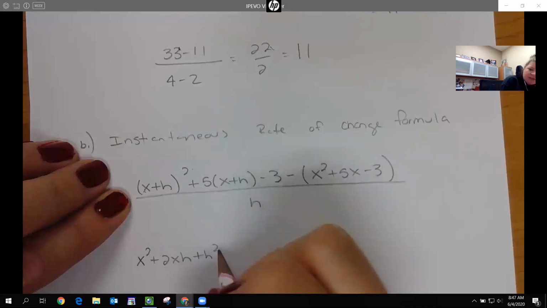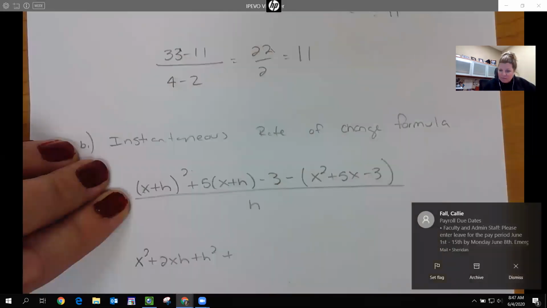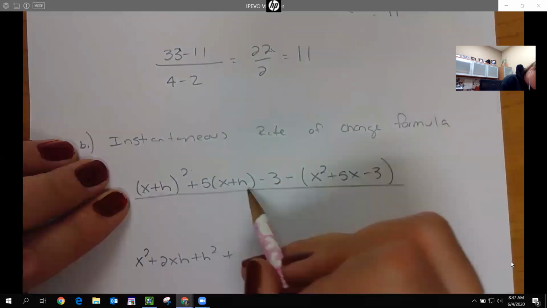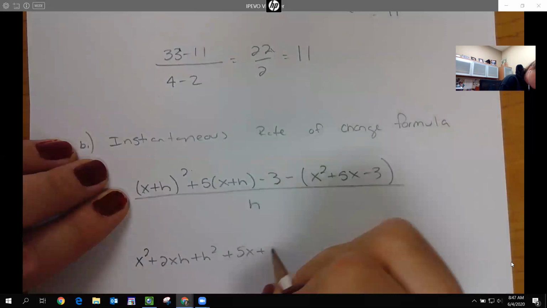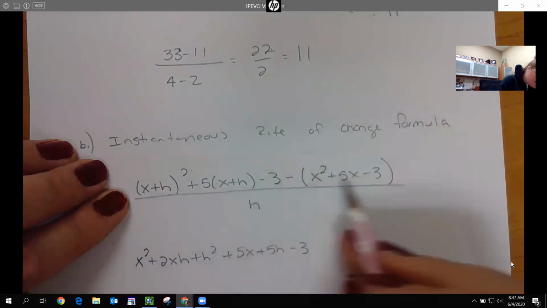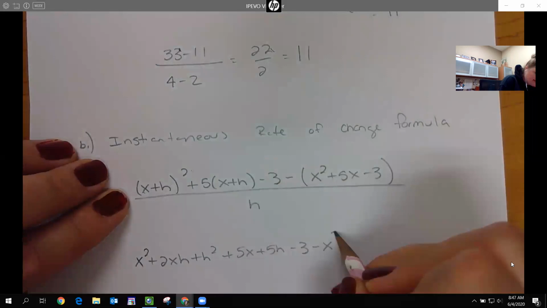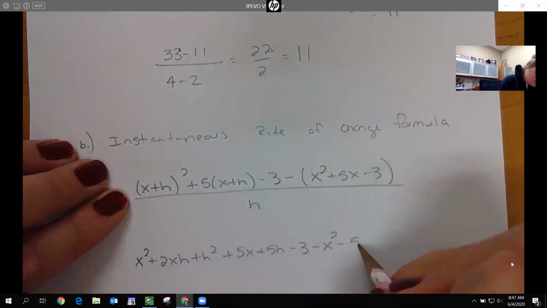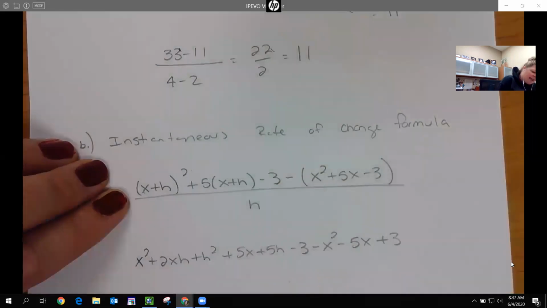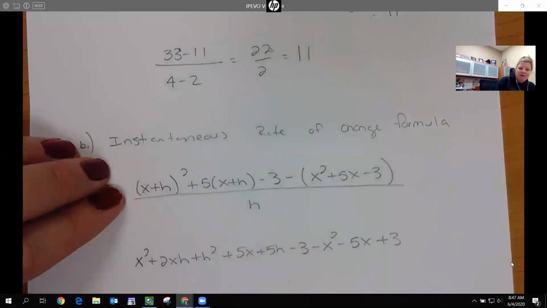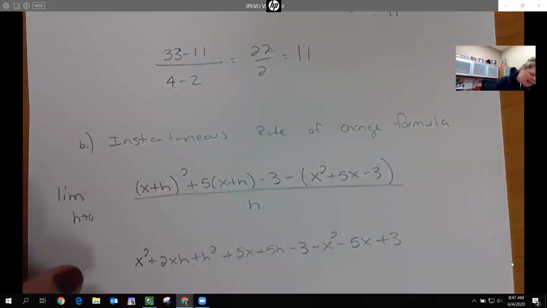Then I'm going to times this one through, so 5x plus 5h minus 3, and then these ones will just change their signs, not necessarily negative, because the 3 will become positive. And I'm going to ignore the over h for just a second, and let's simplify this part here.